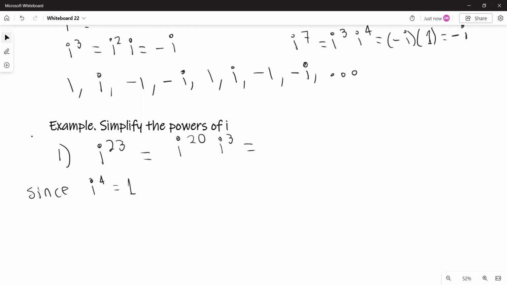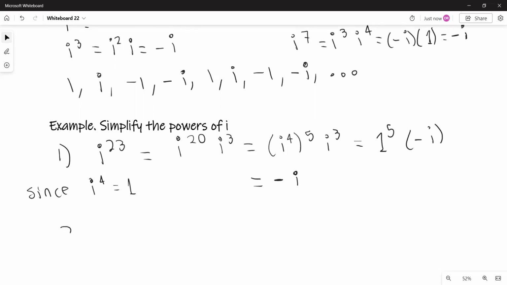So I'm doing this because i to the 20 is i to the 4th to the 5th power. i to the 4 is 1. So this is 1 to the 5th power. And i cubed is the opposite of i. So the final answer is going to be minus i.